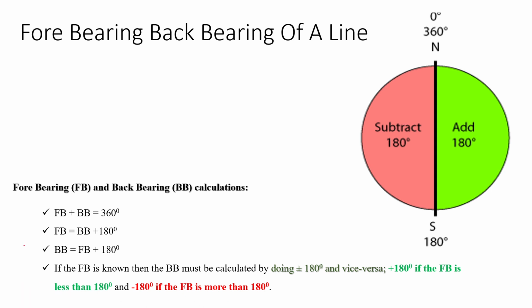Suppose I am saying it is a line. Every line has two bearings. Here is point A, here is point B. Suppose the bearing of line AB is 45 degrees. But when we measure the direction from the second end, it will be 180 plus 45.